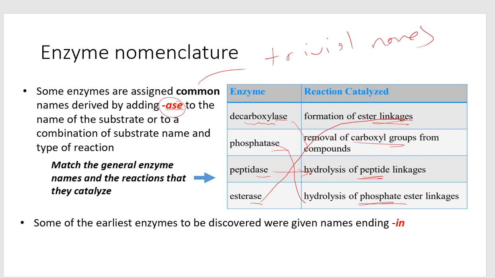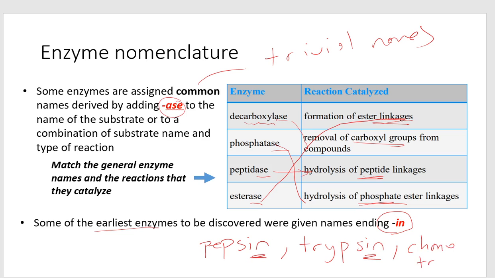Okay. So in some cases, the suffix -in is also used. Some of the earliest enzymes to be discovered were given names ending in -in. The reason for that is that enzymes are proteins, so to indicate that enzymes are proteins, they just added -in. For example, today we still call some digestive enzymes that way: pepsin, trypsin, or chymotrypsin. Because they were proteins, that's why.